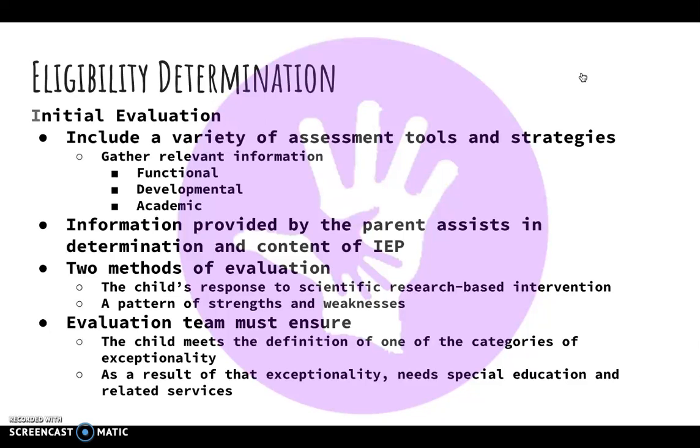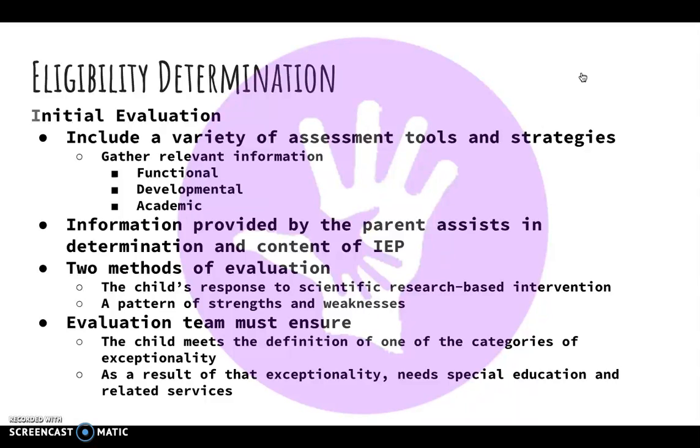To determine eligibility, there needs to be first an initial evaluation, and in this evaluation, you're going to include a variety of assessment tools and different strategies. They're going to be gathering relevant information about the child's functional, developmental, and academic abilities. The parents can provide information, and that definitely helps determine the content of the IEP.